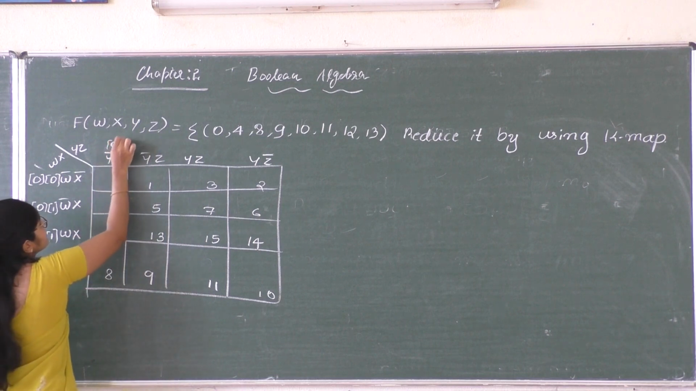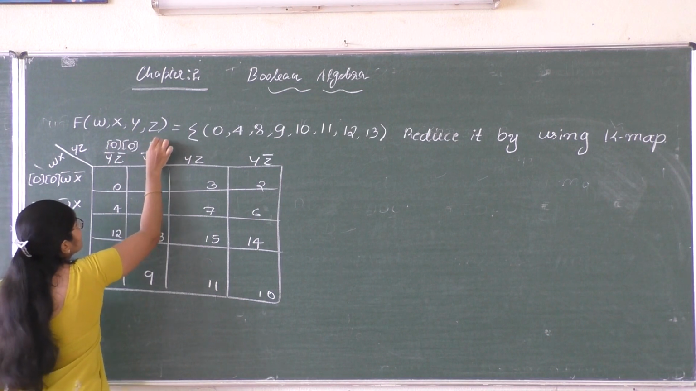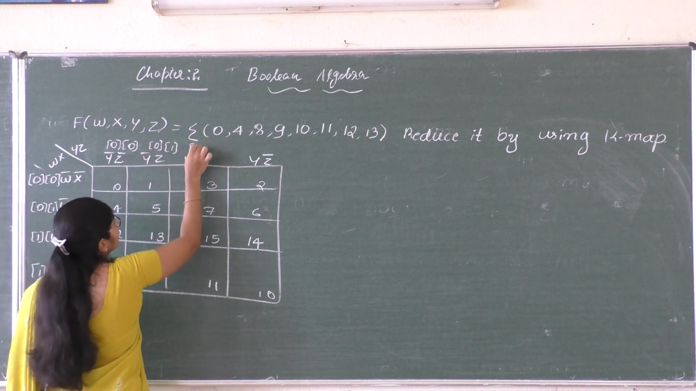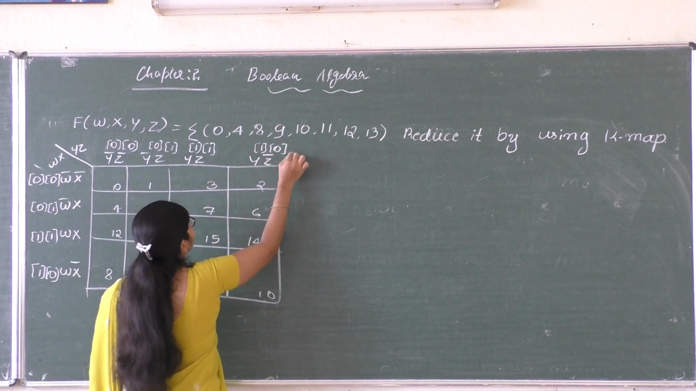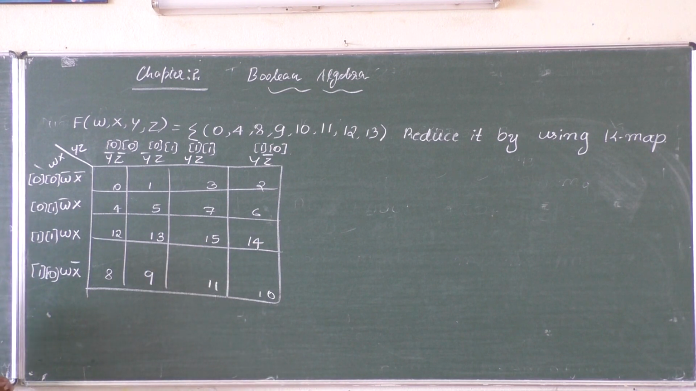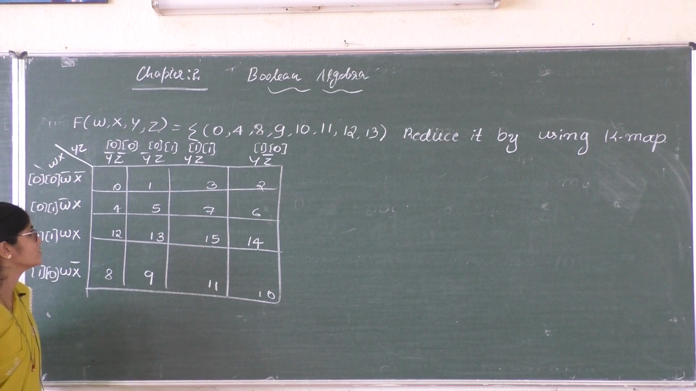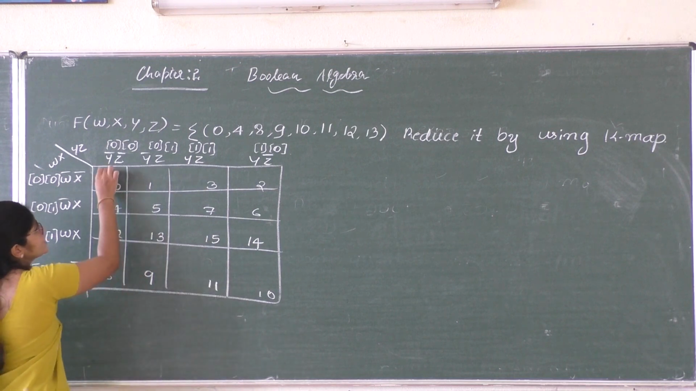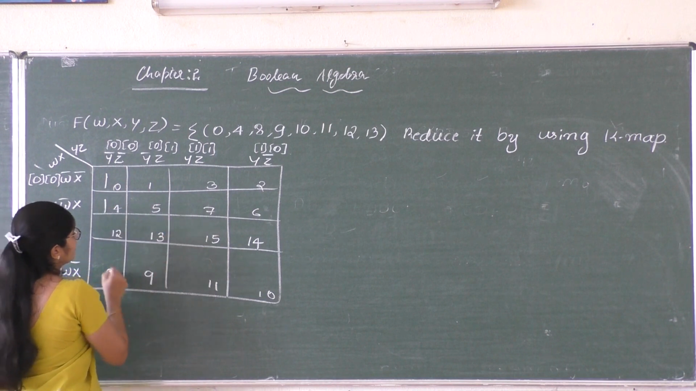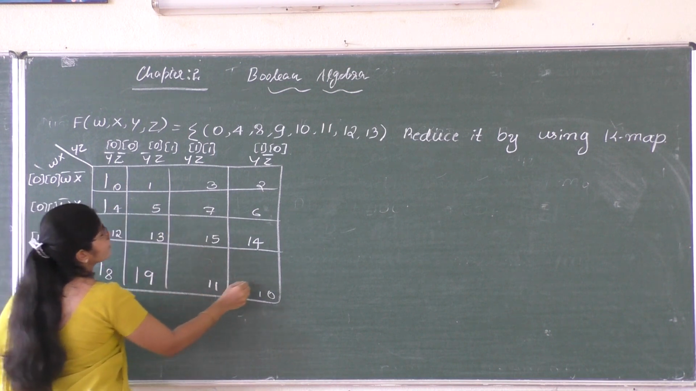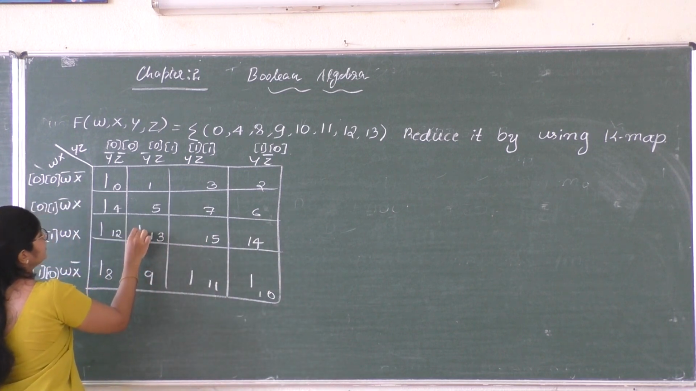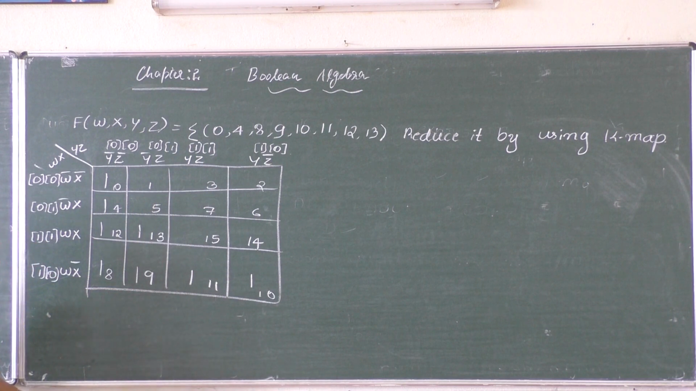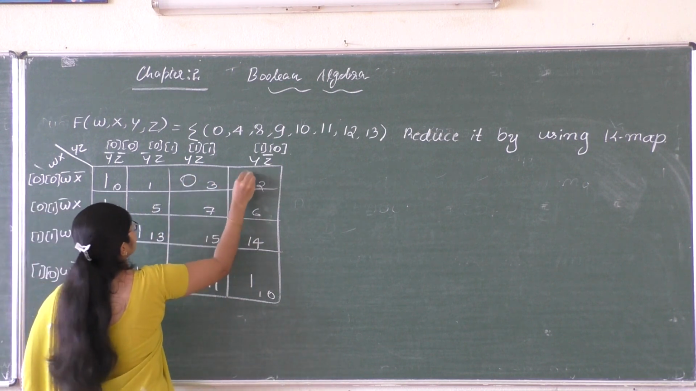And here 0, 0, 0, 1, 1, 1, 1, 0. The 0th, 4th, 8th, 9th, 10th, 11th, 12th and 13th squares are having the output 1. Fill those squares with 1s and remaining squares with zeros. Yes. Fill the remaining squares with the zeros.